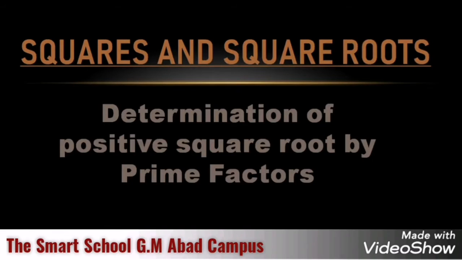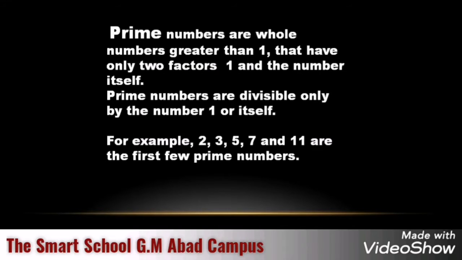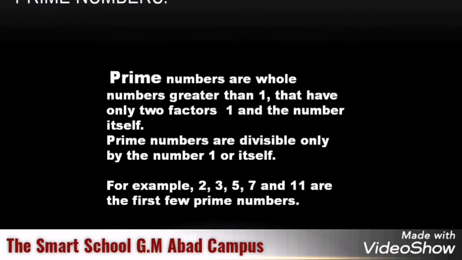This is unit number 4. The topic of unit number 4 is squares and square roots. In this chapter we are going to learn about determination of positive square root by prime factors. Before starting the prime factorization, you must know about the prime numbers.